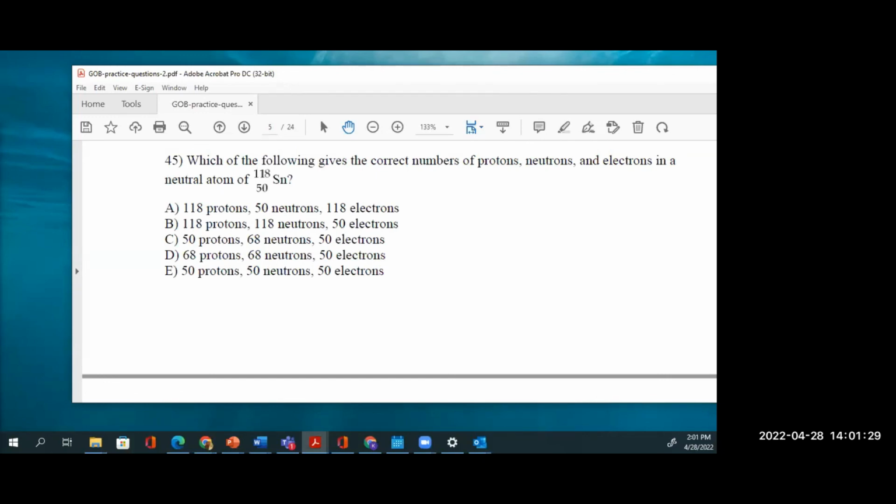You said C. Okay, so this here's the number of what? Number of protons. If it's a neutral atom, it's also going to be the number of what as well? Number of electrons. Okay, so that's good right there. And then the number of neutrons would be the difference between the mass number and the atomic number. So that is 68. So we have 68 neutrons. So the correct answer is C.